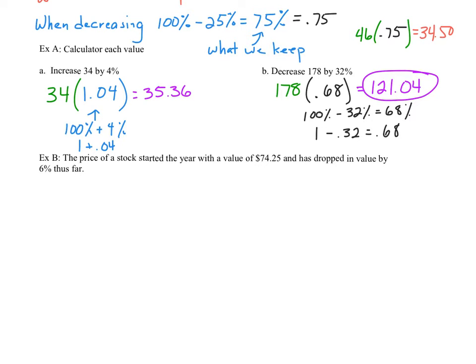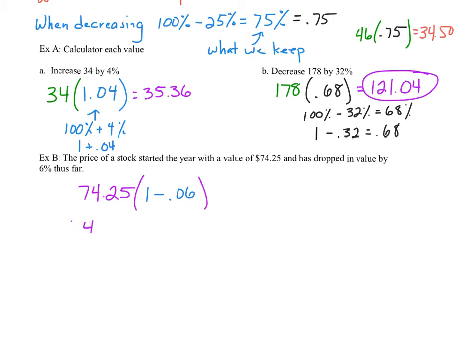All right, so example B. The price of a stock started this year with a value of $74.25 and has dropped in value by 6% thus far. It really doesn't ask a question. I think it wants to know, that's my bad, what's the cost of the stock at the end of the year. So, $74.25. And so if it has lost 6%, I'm going to do 1 minus 0.06, because that's what 6% is as a decimal.